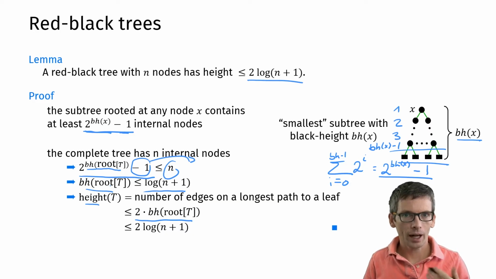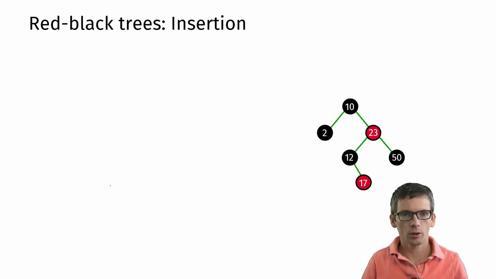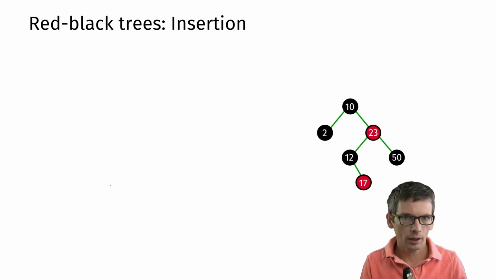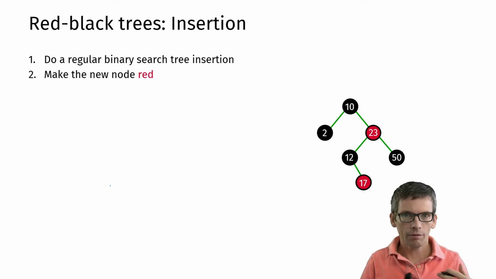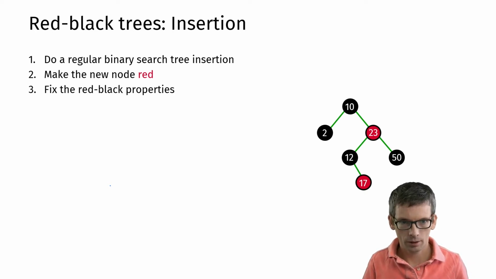So let's see what happens when we insert into a red-black tree. So here we have a red-black tree. Again, I'm not drawing the black nil leaves. So how do I insert? I just do a regular insertion. I make the new node red, and then I fix the red-black properties.